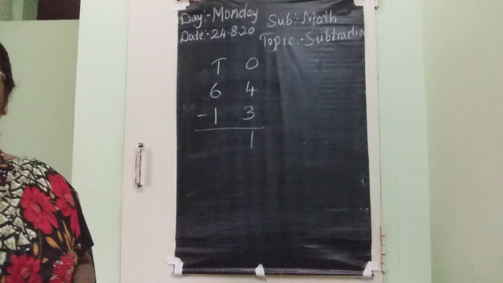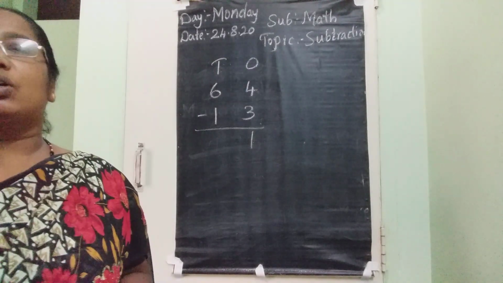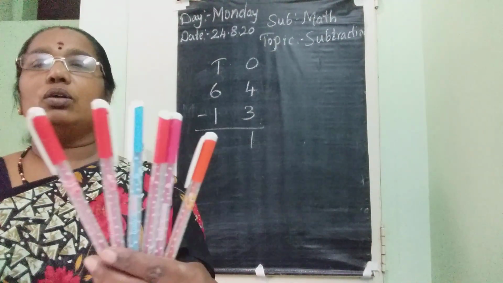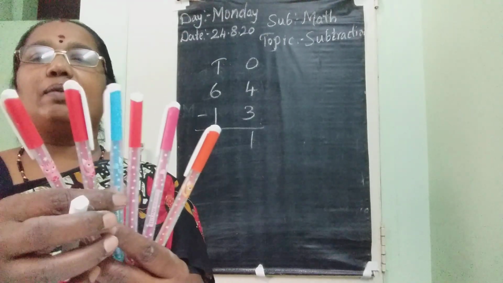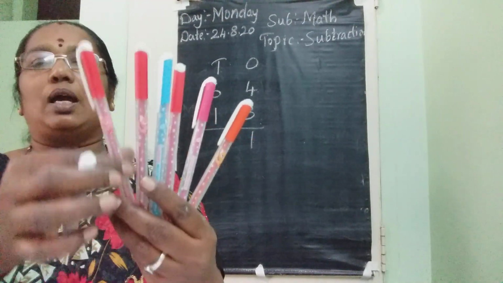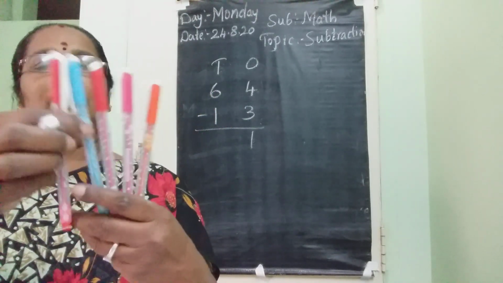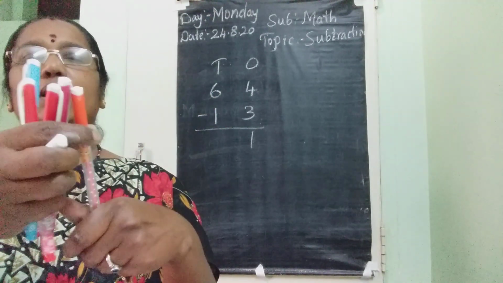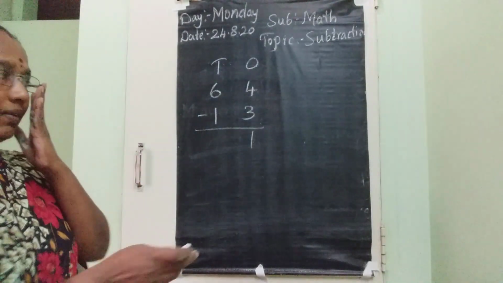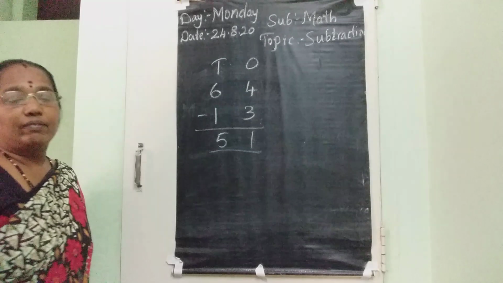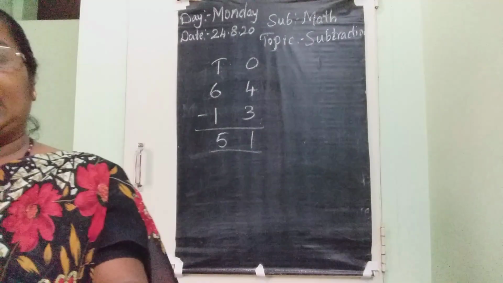Here I have 6 pens. Then out of 6 pens, if I remove 1 pen, what is the remaining? 1, 2, 3, 4 and 5. Yes, children, 5. So what is my total? I have got 51.